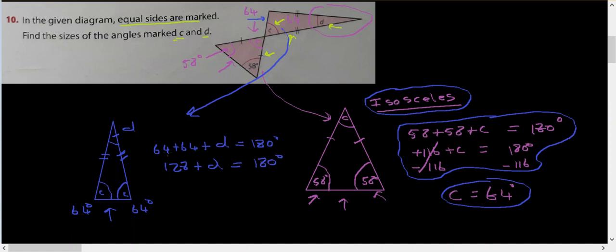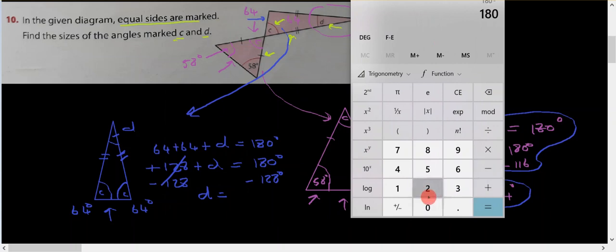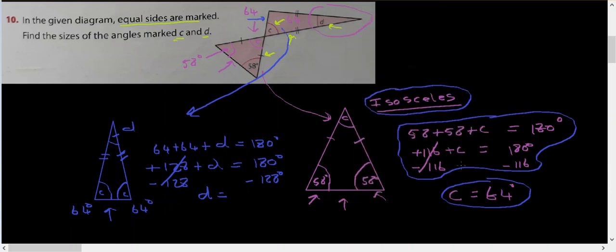Now we want to get rid of this 128. This is plus 128, so we want to minus 128. If we minus 128 from this side, we have to minus 128 from this side as well. So these will cancel out, and D is going to be equal to 180 minus 128. 180, what do we say it was? 180 minus 128 is equal to 52. So D is equal to 52 degrees.